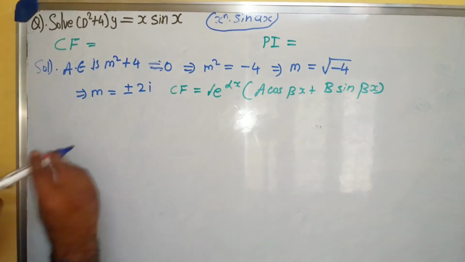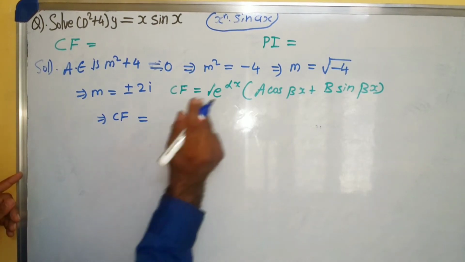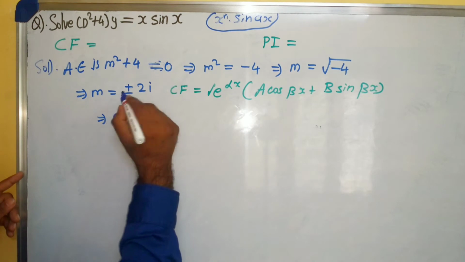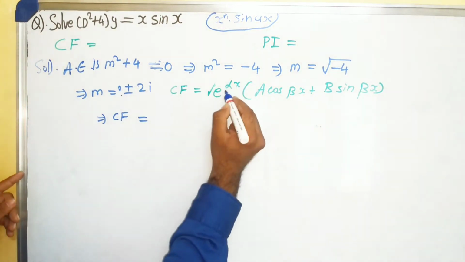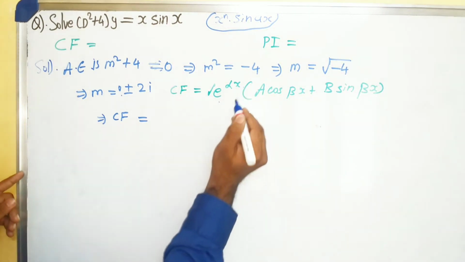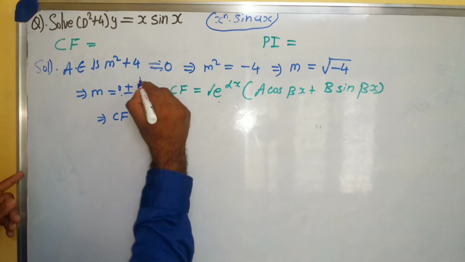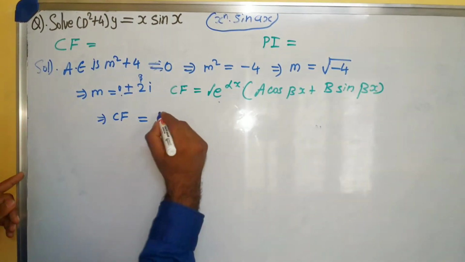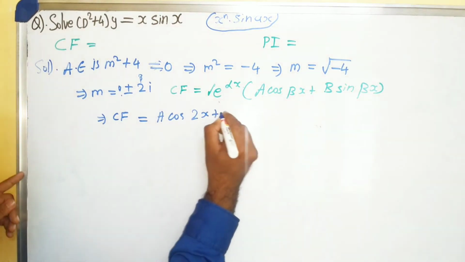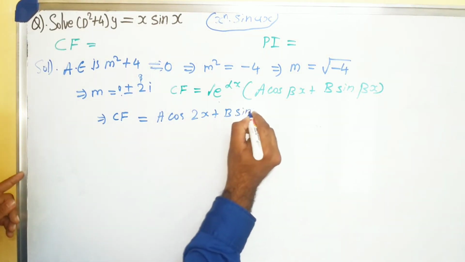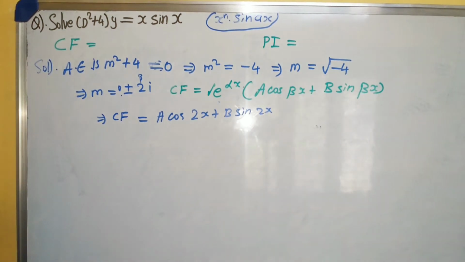Applying that formula, we get the complementary function equal to e to the power alpha x. What is the alpha value here? We don't have any alpha, so alpha value is 0. So we can omit this term, no need to write e to the power alpha x. Do we have any beta value? Yes, beta is equal to 2. So directly writing, a cos 2x plus b sin 2x. So this is the complementary function for this problem.